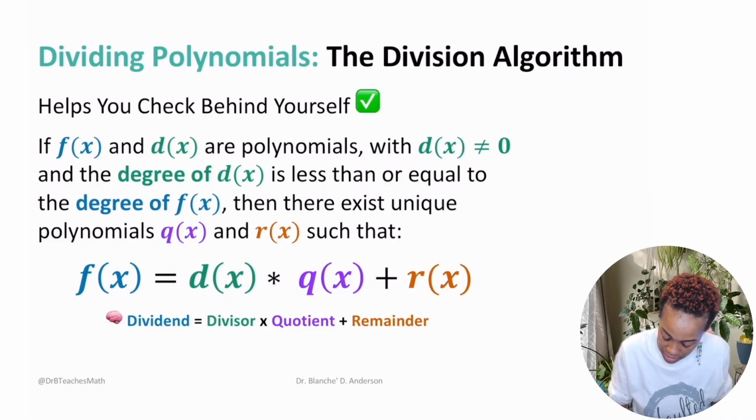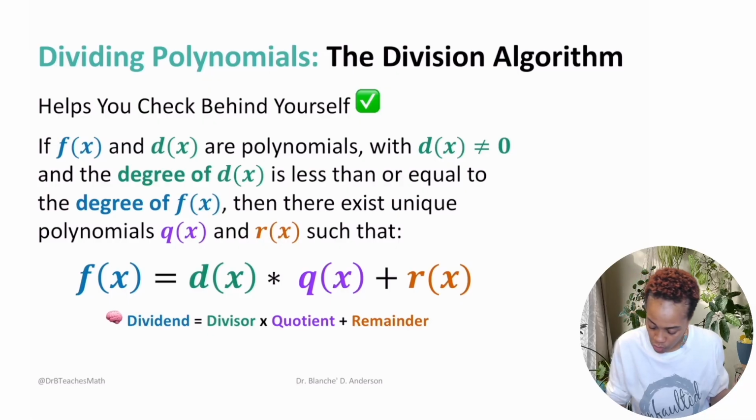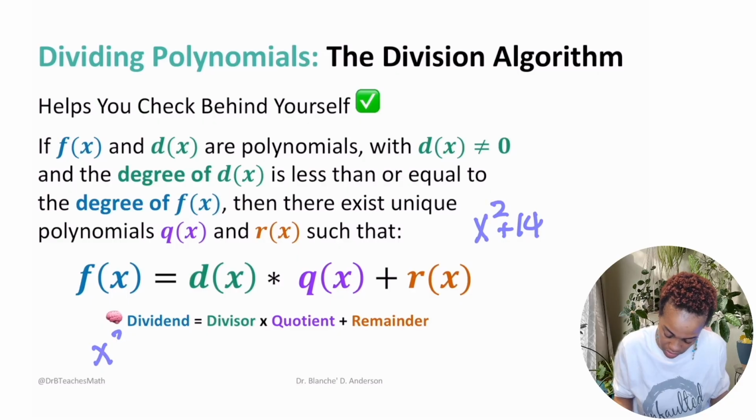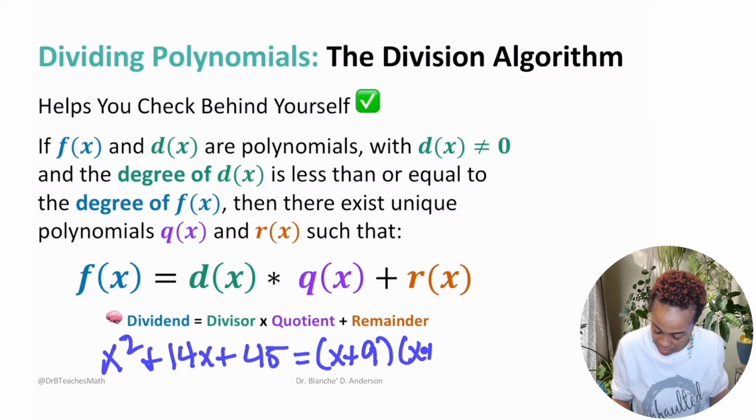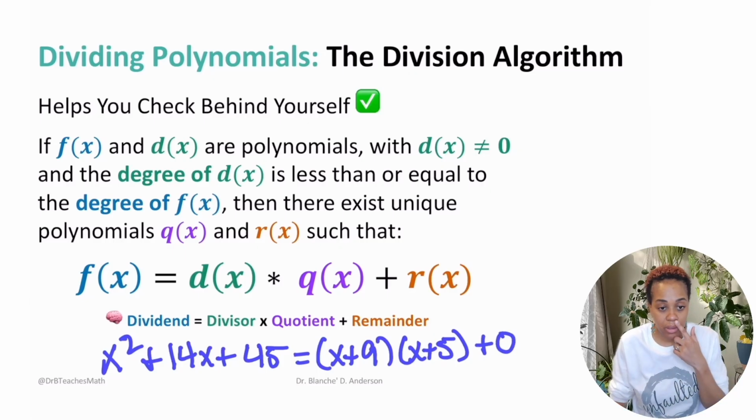When we said that x squared plus 14x plus 45 was equal to x plus 9 times x plus 5, the remainder was 0. So that's essentially what we're saying. We're saying that whatever's being divided is going to be equal to your divisor times the quotient plus the remainder.